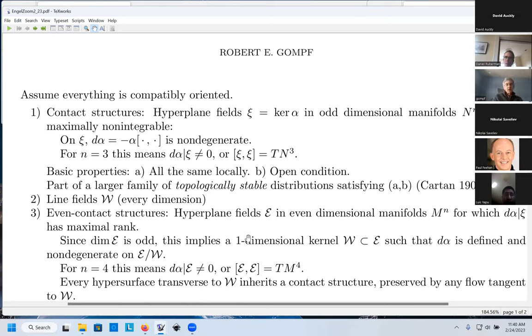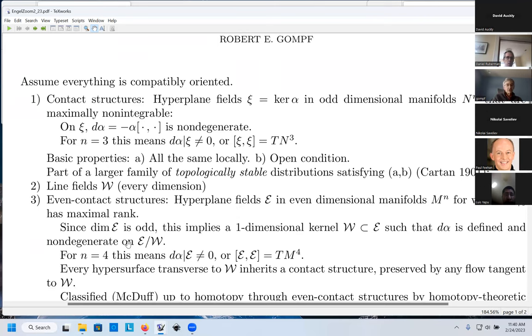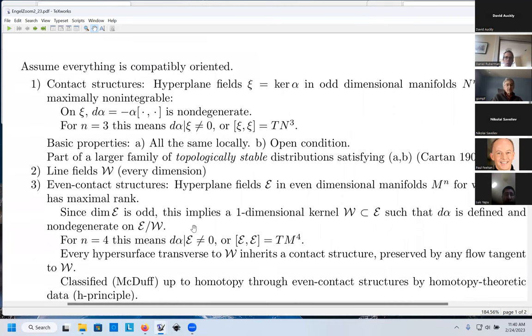All right, so why is it that most of us maybe haven't heard of even contact structures before? Well, it turns out that they have been classified up to homotopy by McDuff, and it turns out they satisfy what's called the h-principle. That is, if we want to classify up to homotopy through even contact structures, that's really the same thing as classifying the underlying hyperplane fields together with some homotopy theoretic data. So once we solve the homotopy theoretic data, then we're done. These things have been deemed non-interesting compared to contact structures because at least the homotopy classification is in some sense trivial. If we compare with contact structures, of course, on a closed manifold, the overtwisted contact structures also satisfy this h-principle and hence are deemed not terribly interesting.